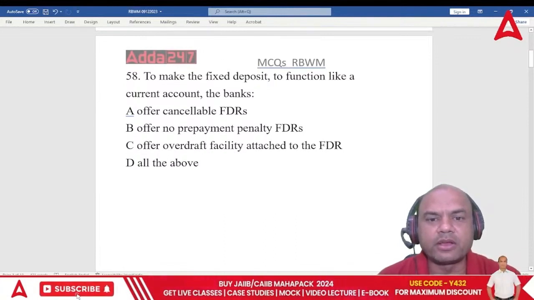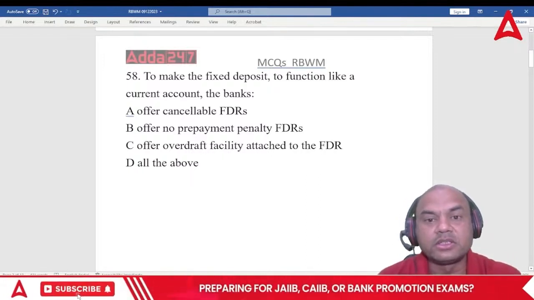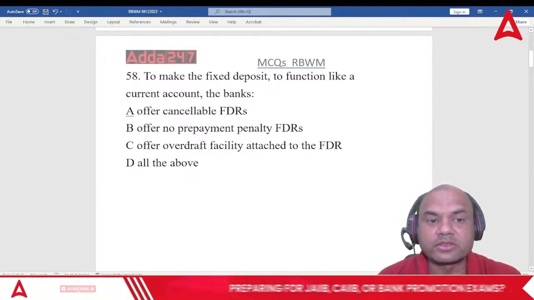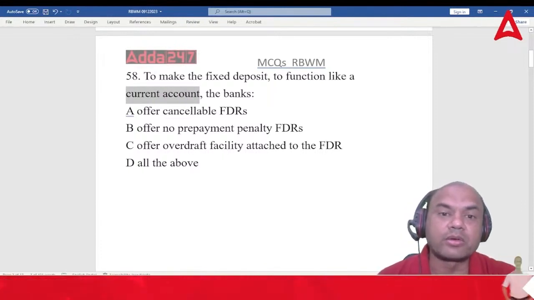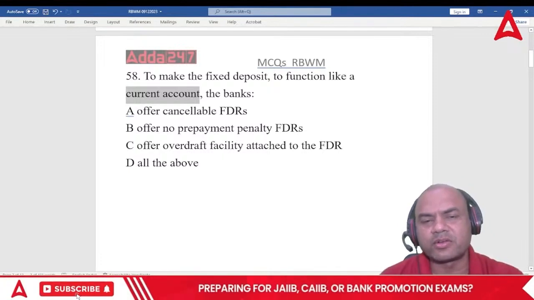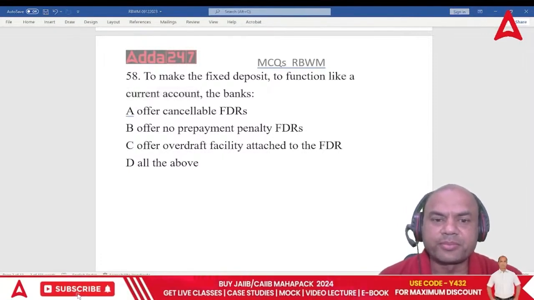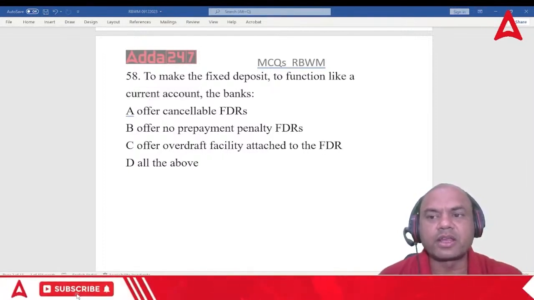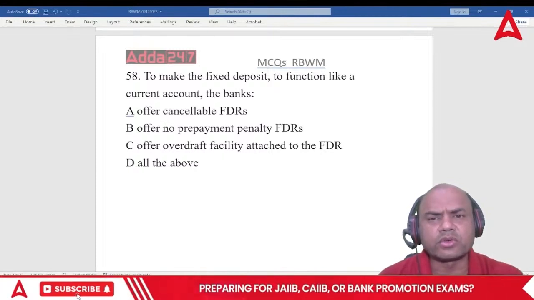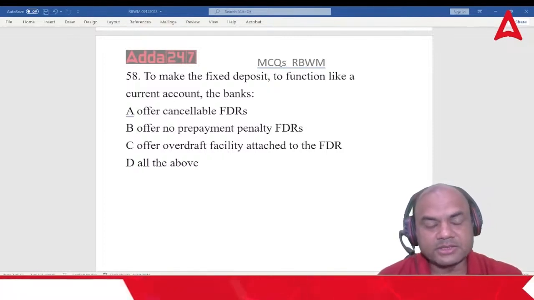So the first question. To make the FD function like the current account, the banks offer what? Look at this. Function like a current account. Means what? How can a FD function like a current account? What is a current account? Everyone, what is a current account? Current account means where I make the transaction, constant transaction, unlimited transactions I do make. So can I make the same in FD?